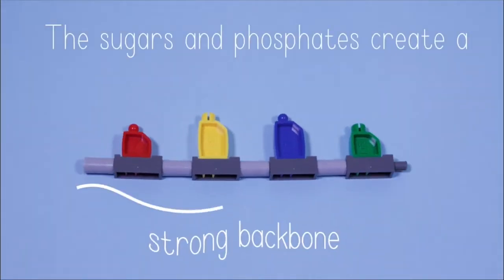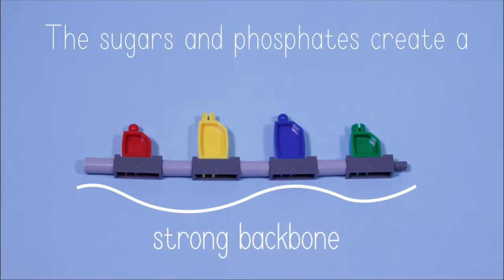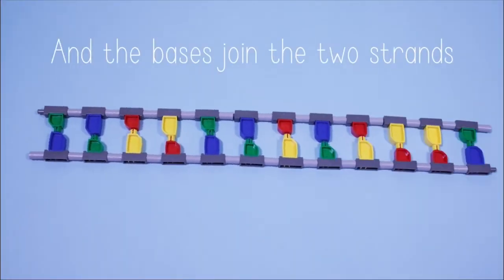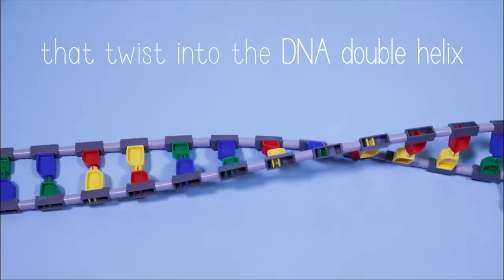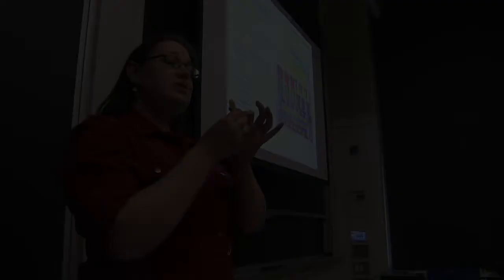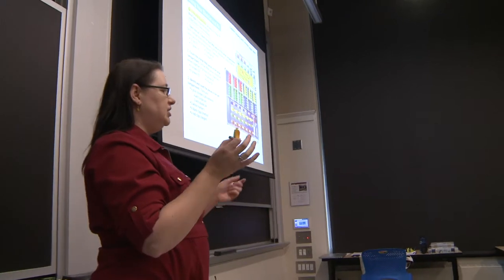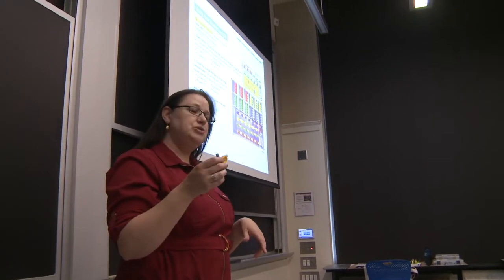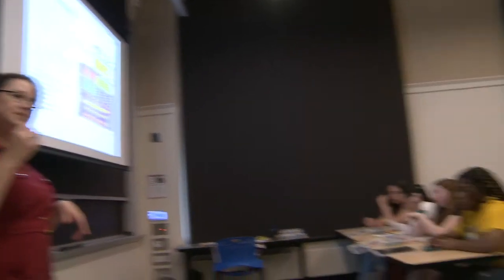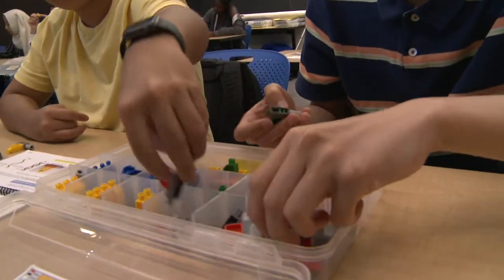The sugars and phosphates create a strong backbone, and the bases join the two strands that twist into the DNA double helix. I would like each person to take out one of each DNA nucleotide and have them in front of you. So you should have an A, a T, a G, and a C in front of each person.